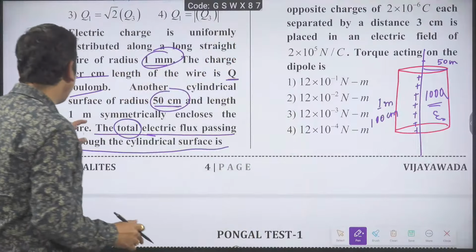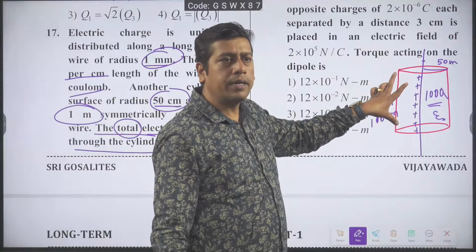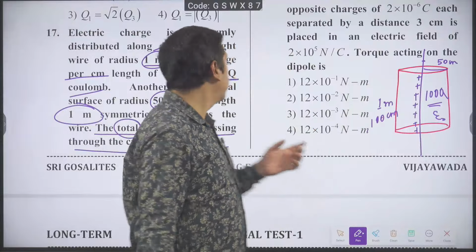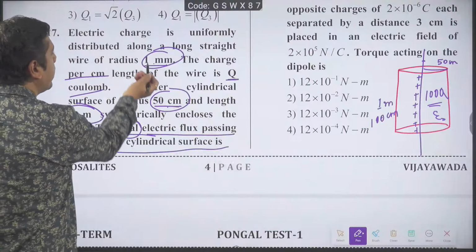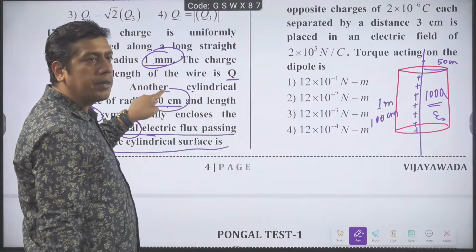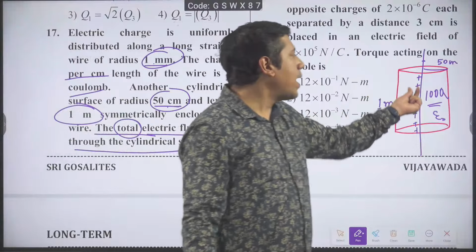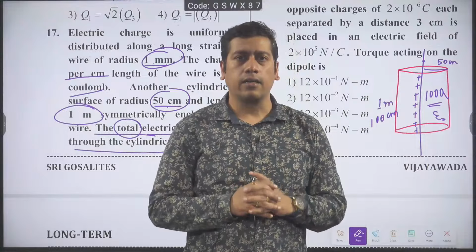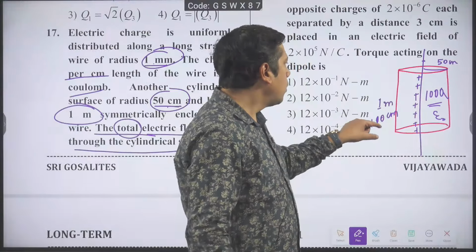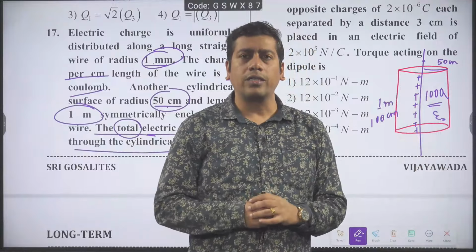Now, the cylinder length is 1 meter, like this. So they are asking how much flux. Don't worry about this data, 1 mm, whether it is 2 mm or 5 mm or 10 mm. If this data is less than 50 centimeter, we don't have any problem, because it simply means the infinite wire is inside the cylinder. So we have to consider all the charges. Now, total flux through the cylinder will be equal to charge enclosed divided by epsilon naught, according to Gauss law.